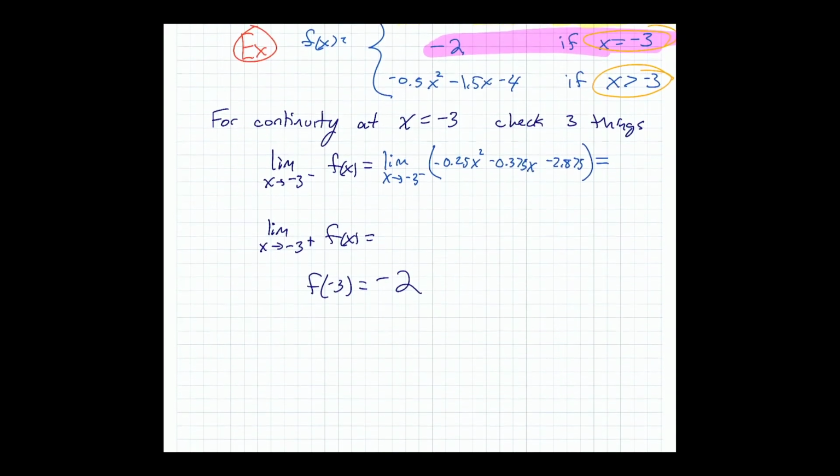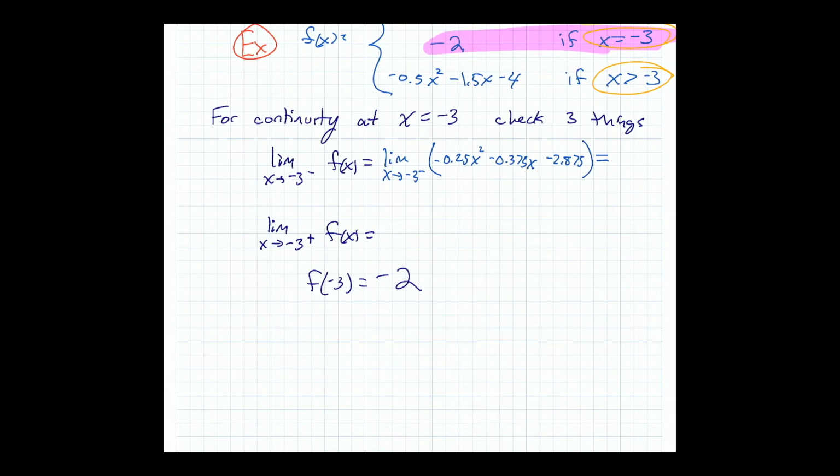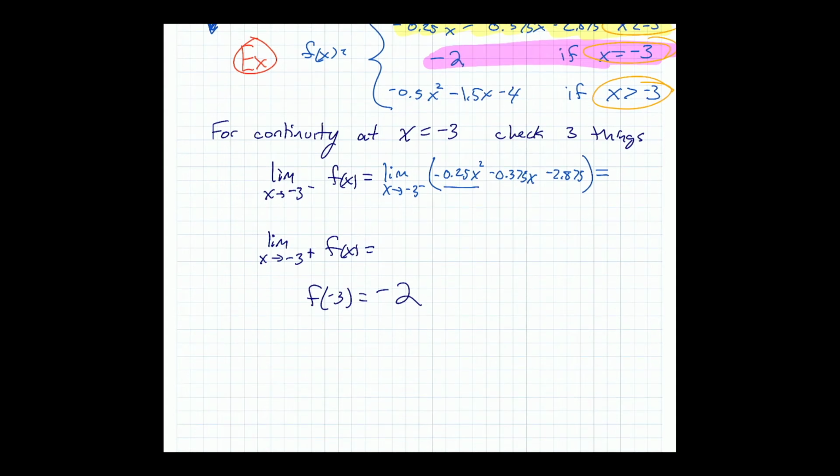It's going to be a little bit tricky here. I don't have very much space. So I'm going to plug in minus 3 and then just write the result. If you plug in minus 3 into this first term, you're going to get minus 3 squared is 9, and then times negative quarter. So that's negative 9 over 4. Now if you put in a negative 3 into the next one, you have negative 3 times 0.375.